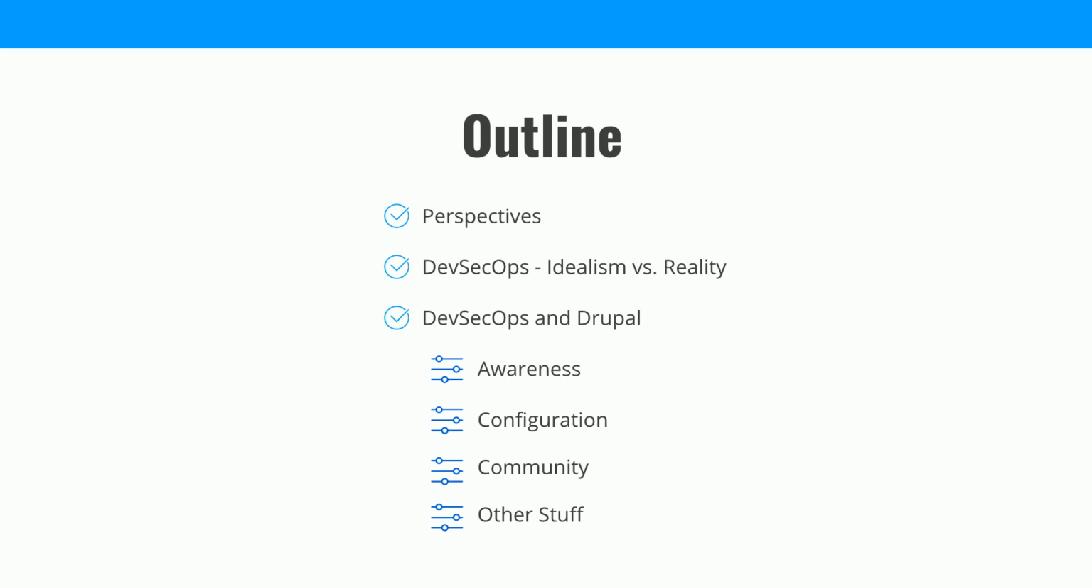I will not repeat my introduction there, but as far as the outline goes, we'll start with some perspectives. I'm going to start with a little bit about what DevSecOps is, what it is in an ideal world, and what it is in reality. And then how that relates to Drupal. And ultimately, the components break down to awareness, configuration, and community. And then I'm going to throw in some other stuff at the end.